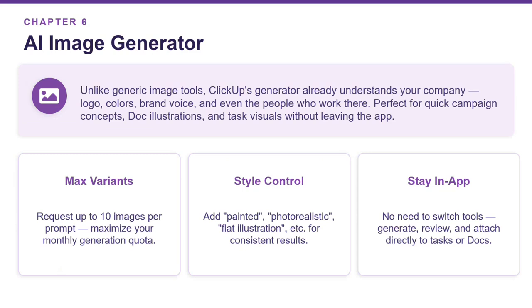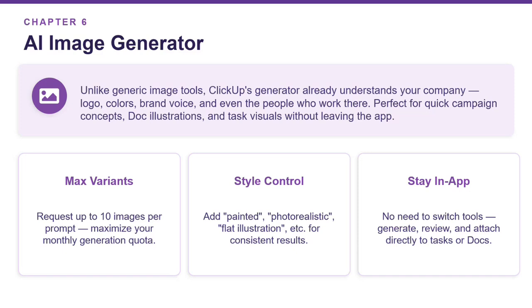Chapter 6 is the AI image generator plus some creative tools. What makes ClickUp's AI image generator special is that it already knows your company, your logo, your colors, your brand voice, even the people who work there. So the images feel more on brand than something from a generic tool. It's really handy for quick brainstorming campaign ideas, adding illustrations to docs, or putting visuals on tasks without even leaving ClickUp.